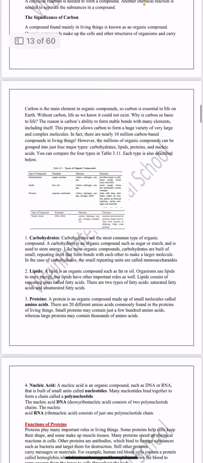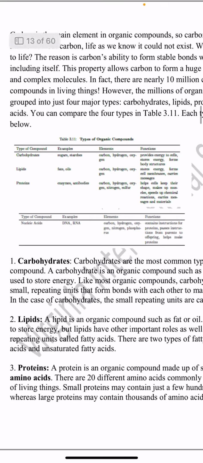Now we are going to take some important compounds, specifically organic compounds, and organic means they are made up of carbon and hydrogen, found inside the cell. We have carbohydrates, lipids, and proteins. Why do we have carbohydrates inside the cell?